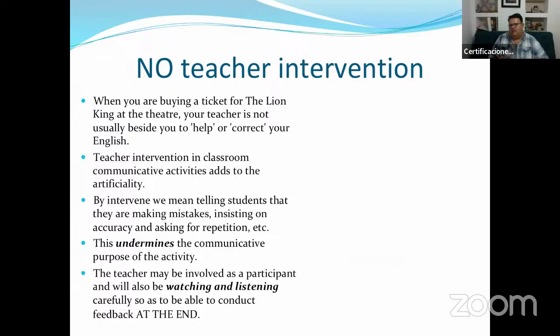I personally, it doesn't matter if it's an online or a physical classroom, I listen and then I write the mistakes. And then at the end, I give everybody the mistakes, or the solution, the feedback. Y hasta puedes ver sus caras. Ah, así era. But don't interrupt. It's very, how can a teacher be involved?